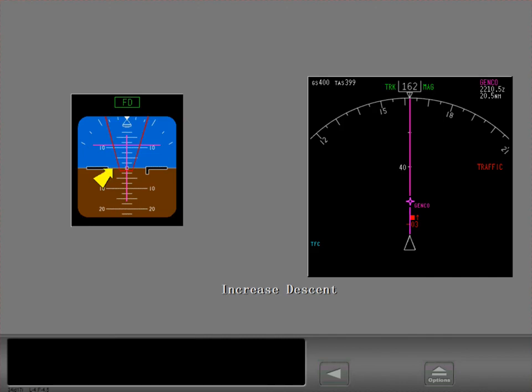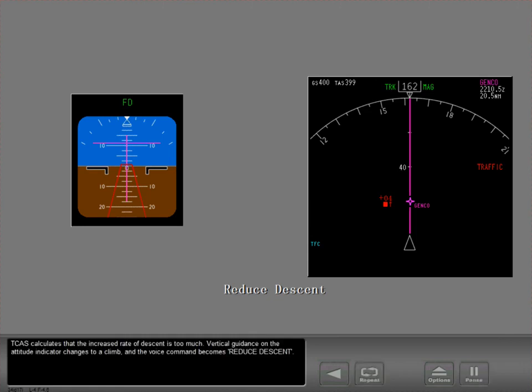Increase descent. Increase descent warns that TCAS has calculated that your rate of descent is not sufficient to keep safe traffic separation. Reduce descent. TCAS calculates that the increased rate of descent is too much. Vertical guidance on the attitude indicator changes to a climb, and the voice command becomes reduce descent.